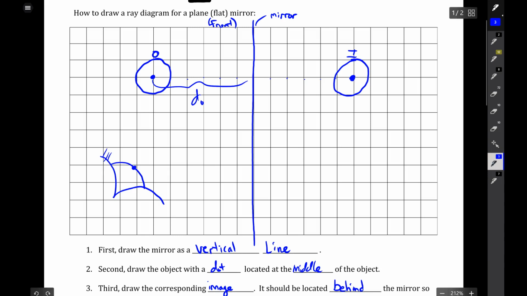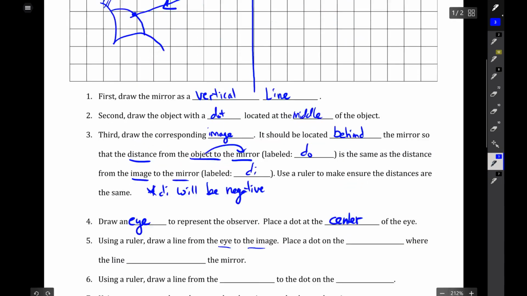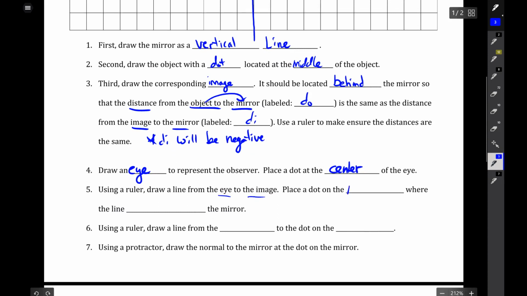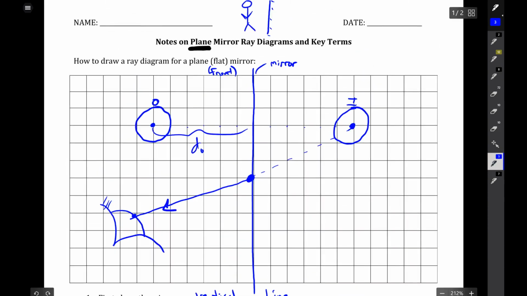Now the big thing here is that we want a dashed line behind the mirror because that's where the light doesn't actually go but appears to come from. And then we want a solid line in front of the mirror because this is the part of the light ray that actually exists. We make a dot here. So we place a dot on the mirror where the line intersects the mirror. So this is our reflection point.